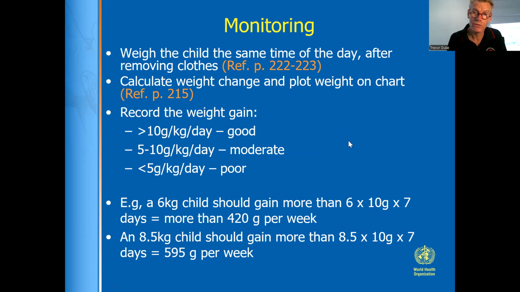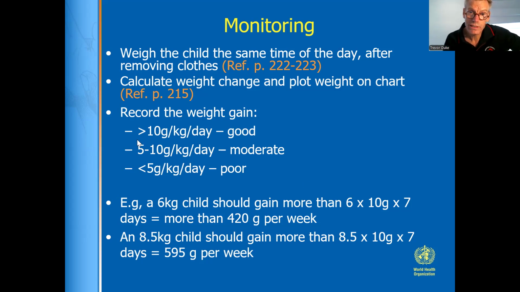You should weigh the child the same time each day, or every second day after removing his clothes, so that you have a standard way of weighing him. Calculate his weight and plot his weight on the chart. Now, remember that children with malnutrition, especially if they've got edema, may lose weight in the first couple of days, where they're losing their edema once you start feeding. In a child with marasmus, it's less common for them to lose weight if they've just got wasting.